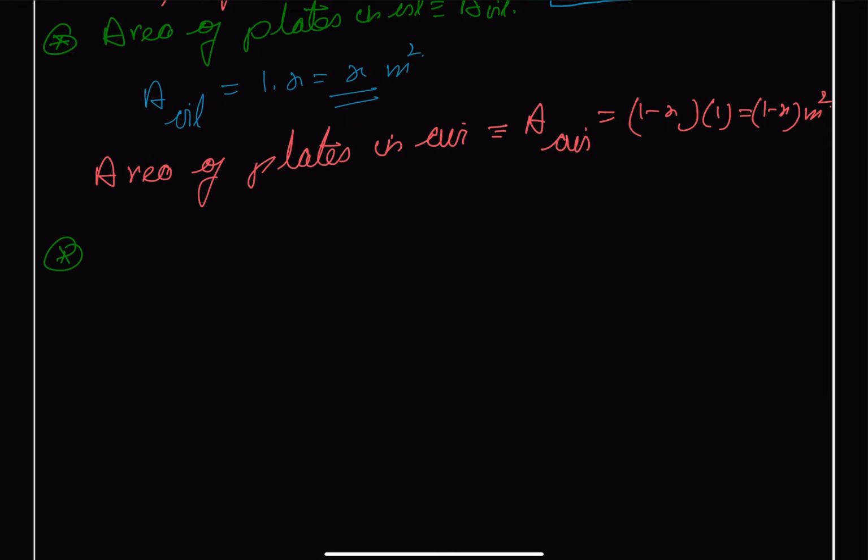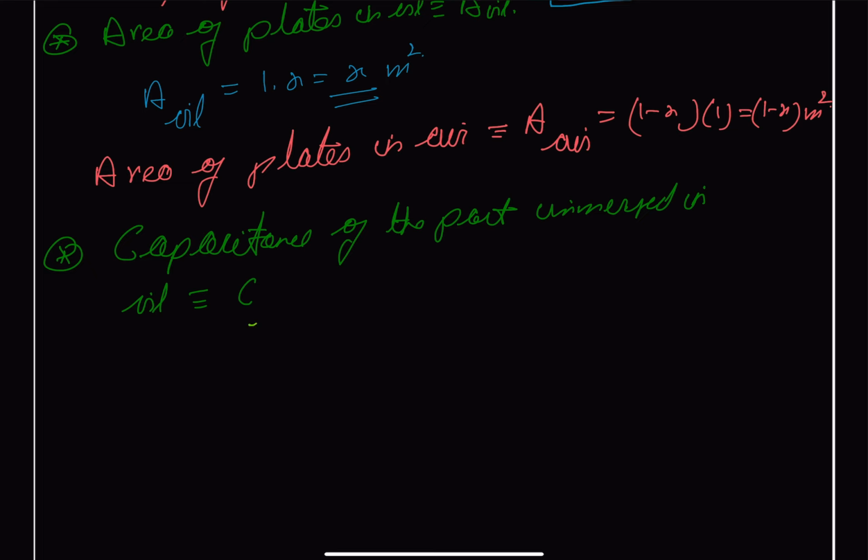So we can say that the capacitance of the part immersed in oil, let us call it C oil, will be equal to the dielectric constant, that is K epsilon naught A divided by D, where A is our area of the oil and K is given to us, that is 11, epsilon naught, the area we just found is x, and D is 0.01.